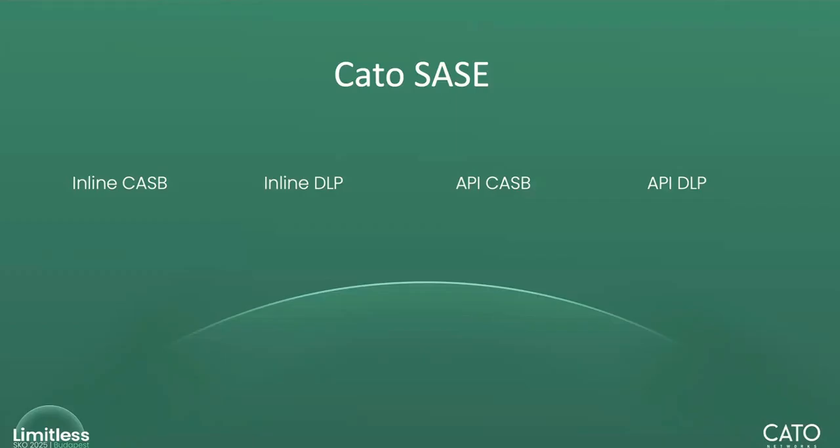Let's talk about the CASB first. Starting from this year 2025, we combine the inline CASB license and API CASB license into one, meaning whoever subscribed the CASB license, both inline CASB and API CASB are available. So the CASB license is consolidated into one. Previously, we have 2, one for inline, one for API. Now we consolidate into one. This is starting from 2025. This is the CASB license updates.